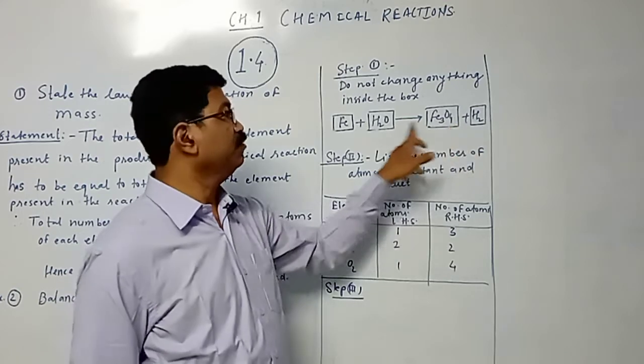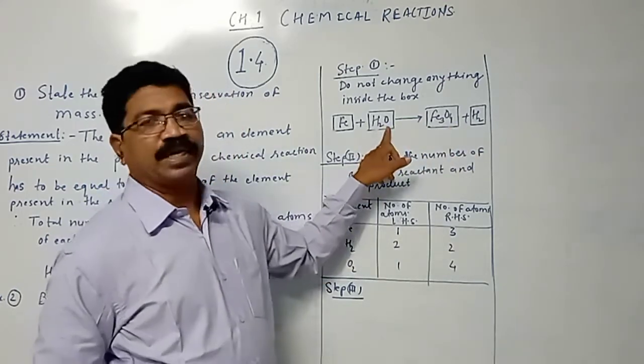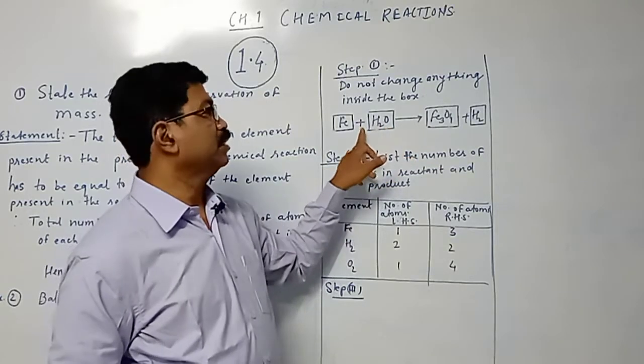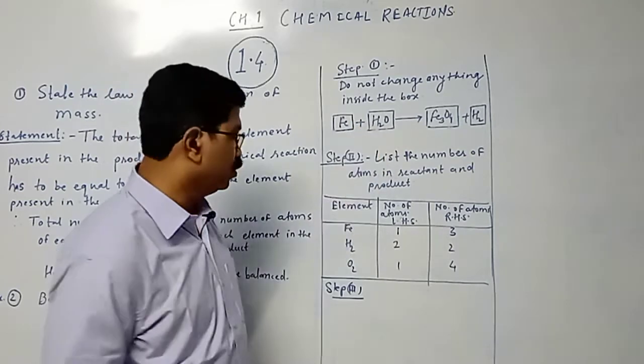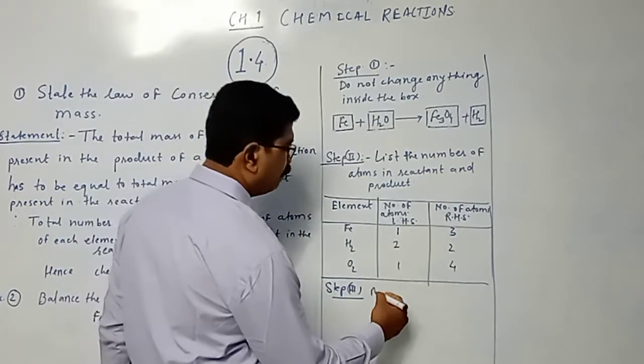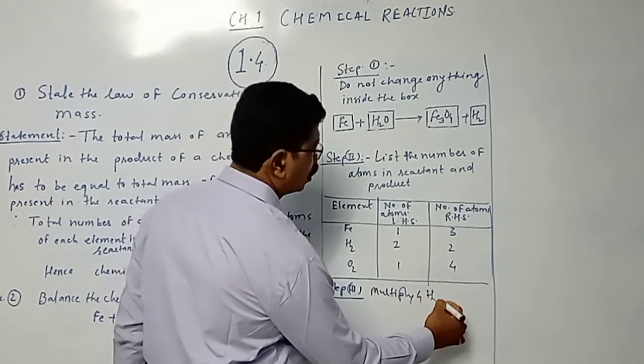There are 4 on the product side, whereas only 1 on the reactant side. So I will make 4 over here. How to make 4 over here? By taking coefficient 4 to the water molecule. So we'll multiply the water molecule by a coefficient of 4.